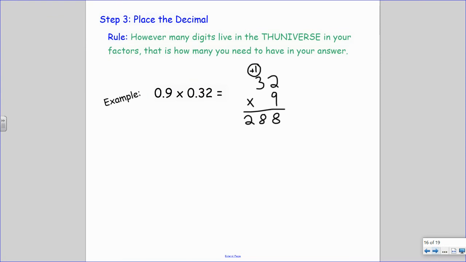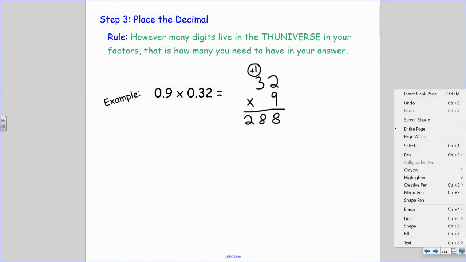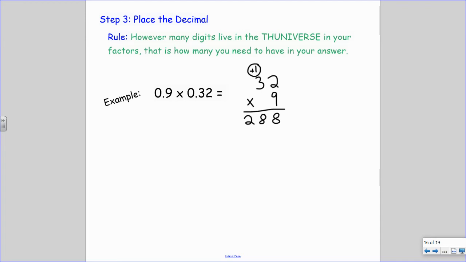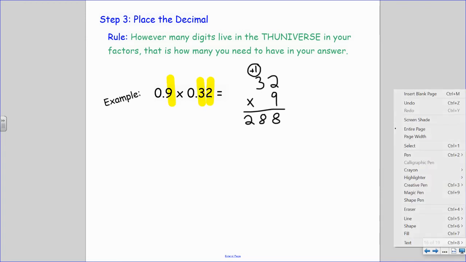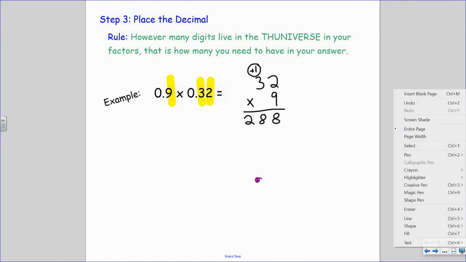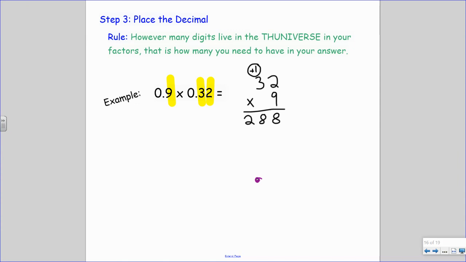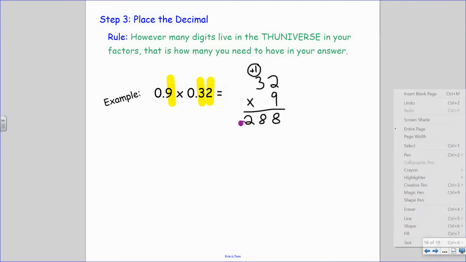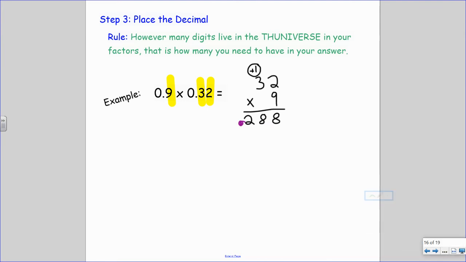One more. Think about how many digits you think there would be in the Thuniverse for this one. If you said 1, 2, 3, you are correct. So I need to put my decimal point where there will give me 3 digits. Well, if I put it here, there's none. Here, there's 1, 2. This is going to get me 3 digits in the Thuniverse.